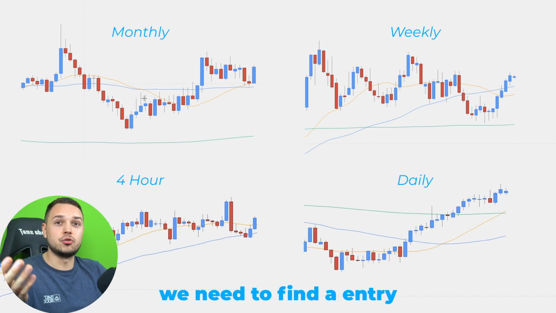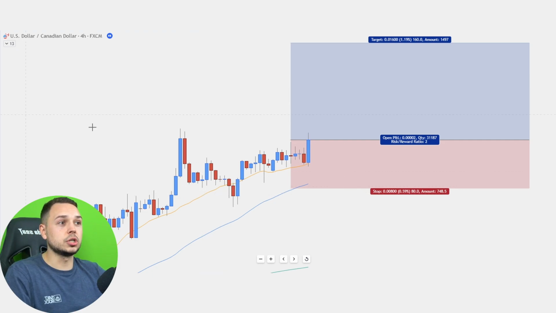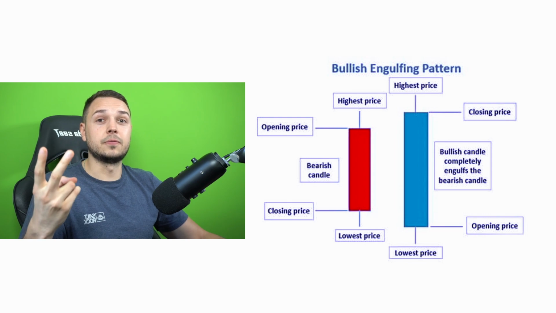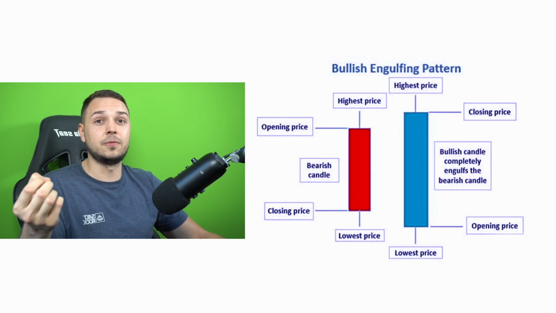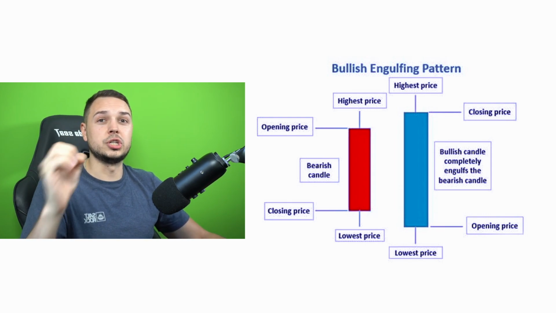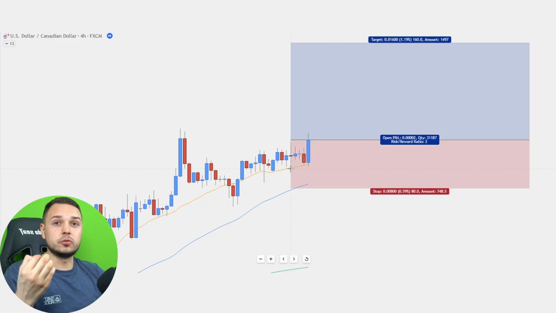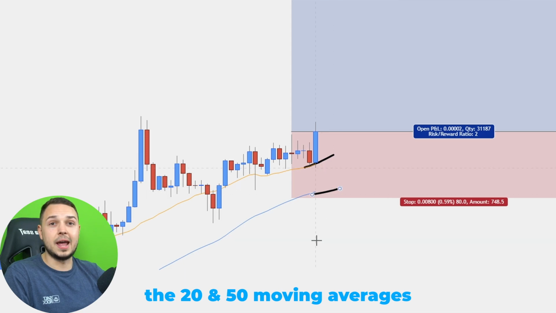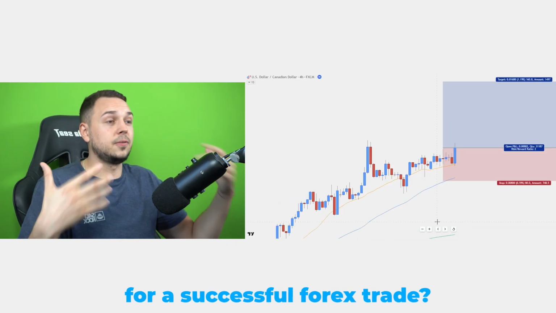to find an entry. Now I believe there is a good entry just over here because it's a nice bullish engulfing candlestick. This 2 candlestick formation is great, it's successful. I recommend everyone that's watching this video to use this. What's also important, your stop loss has to cover the 20 and 50 moving averages. Now, is this enough for a successful forex trade?